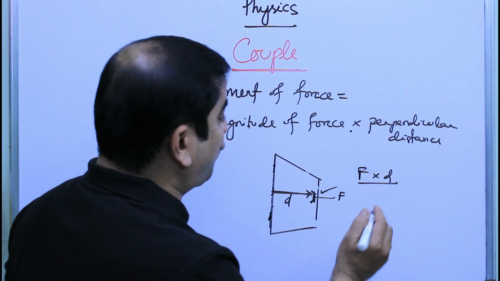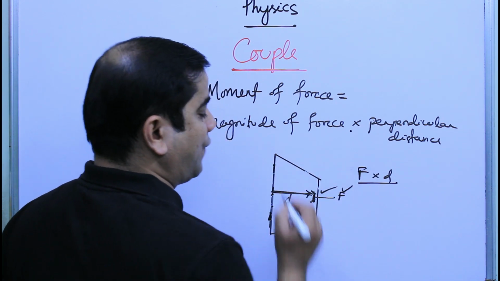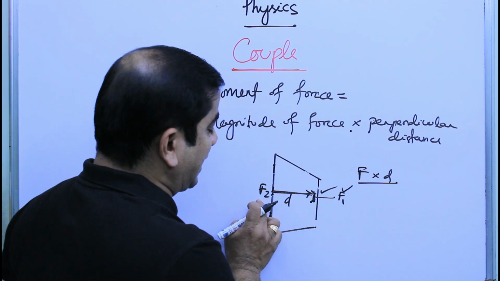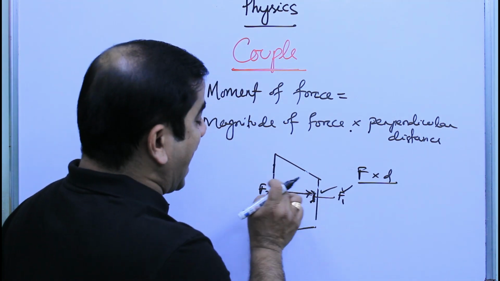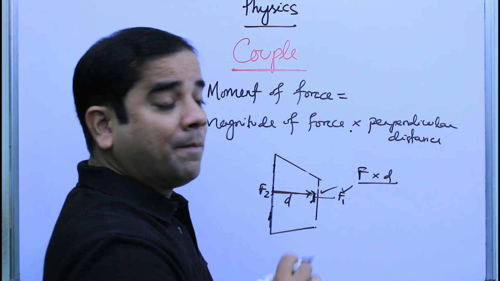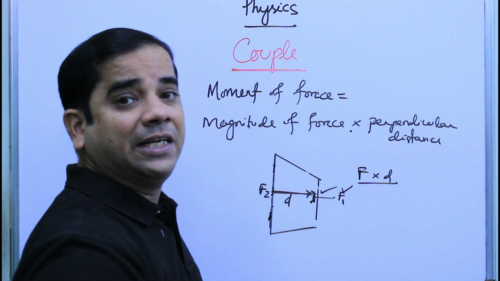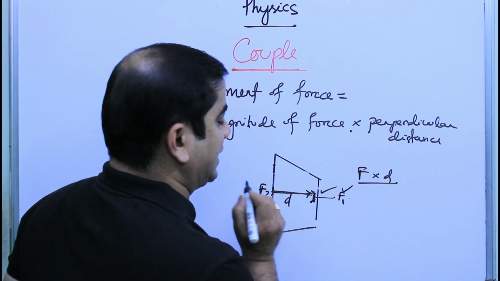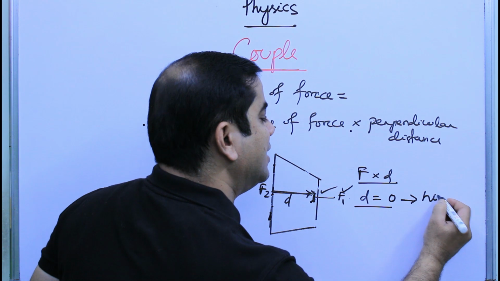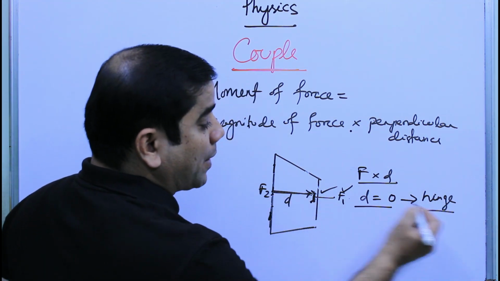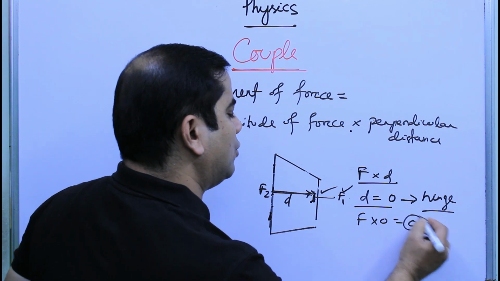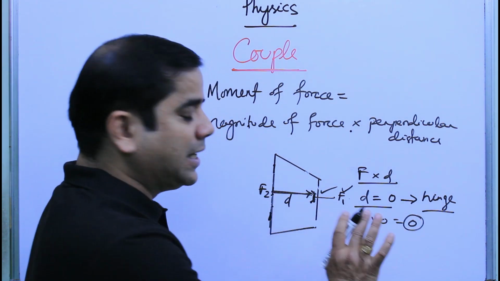There is a reaction force of the same magnitude of F. Suppose this is F1, this is F2. A reaction force F2 is acting at the hinge that is of the same magnitude as F1. But the moment of force at the hinge is 0. Why? The perpendicular distance, that is D, is equal to 0. Where? At the hinge. So as the perpendicular distance is 0, the product gives us the 0 value. So moment of force at hinge is 0.